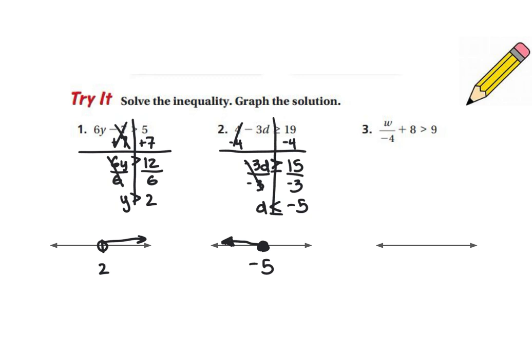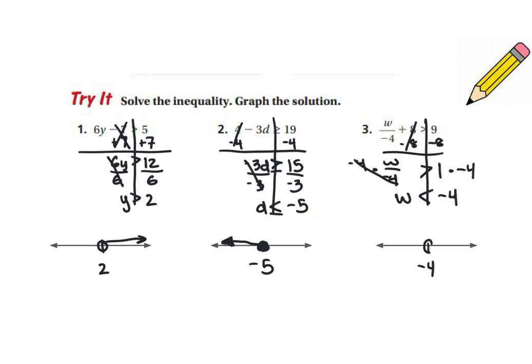And then number 3, our last try it, requires us to undo the addition by subtracting 8 from both sides. 8 and minus 8 cancel, so we're left with w over negative 4 is greater than 1. We'll multiply both sides by negative 4. Negative 4 over negative 4 cancels, leaving us with w. We're multiplying by a negative 4, so we're going to flip the inequality symbol to a less than, and 1 times negative 4 is negative 4.